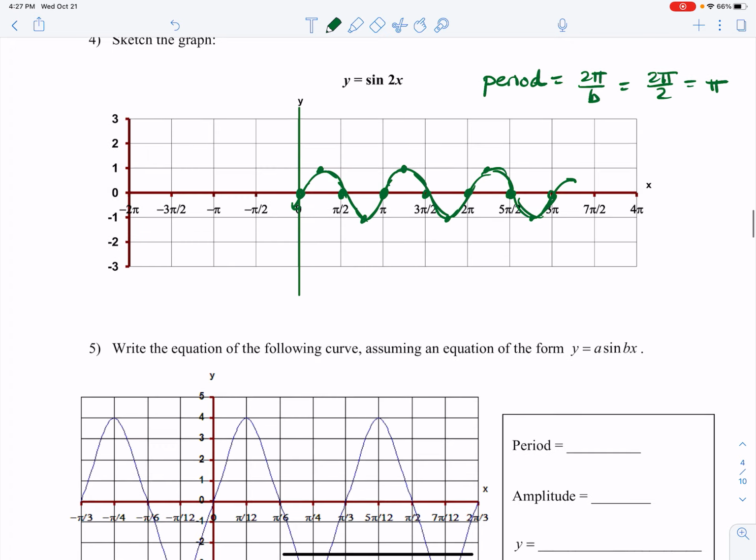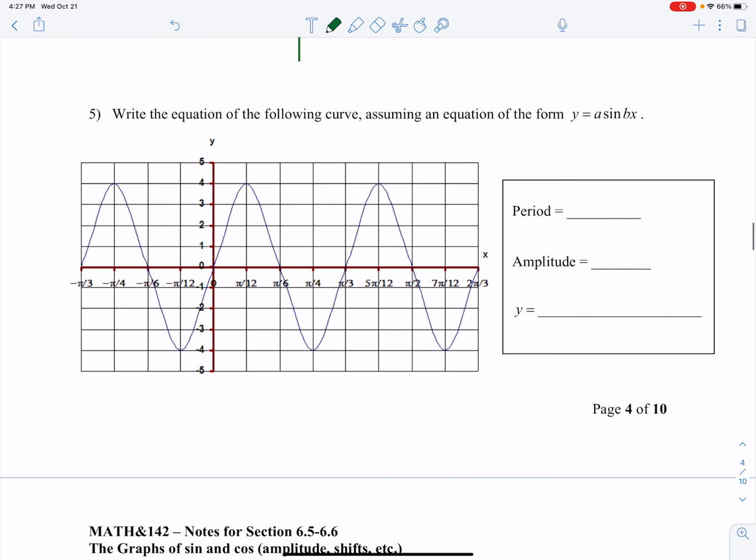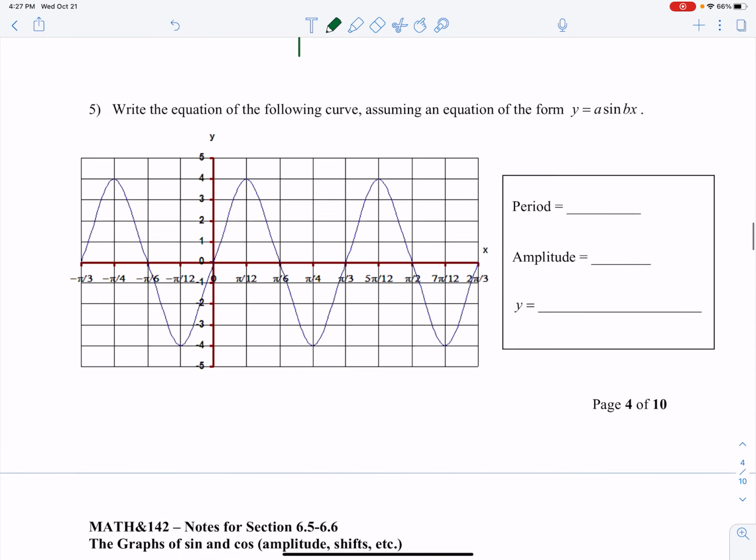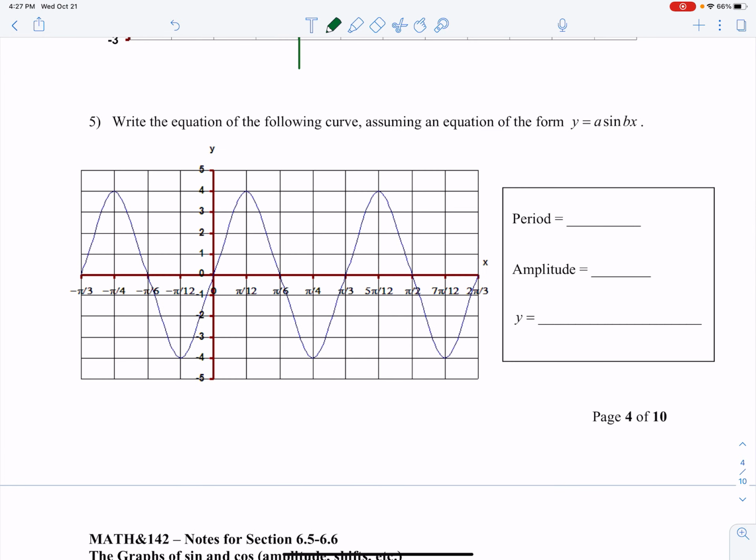Okay, with that said, then we're going to get into cosine. Write the equation of the following curve, assuming an equation of the form a sine of bx. Notice this is a sine curve because it starts at 0, 0, and it goes up on one side, down on the other. So we're good there. All we want to know are the pieces.